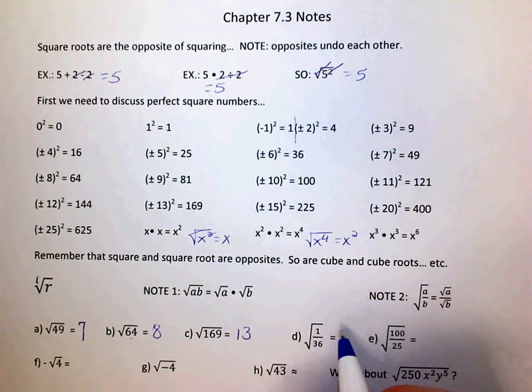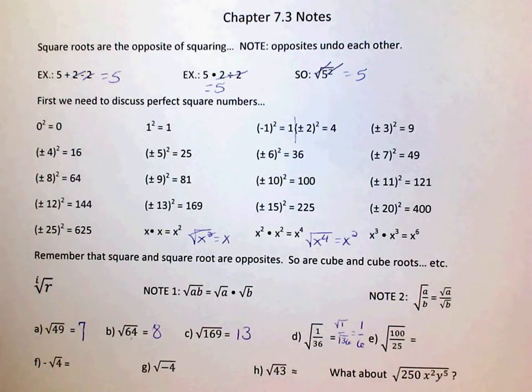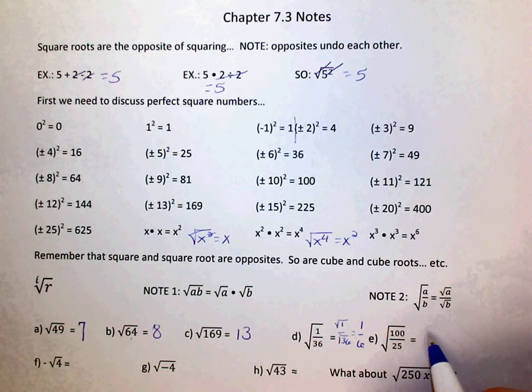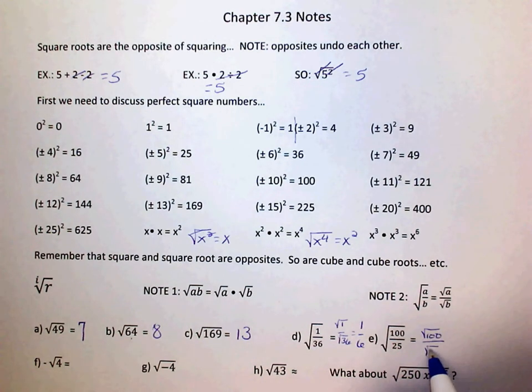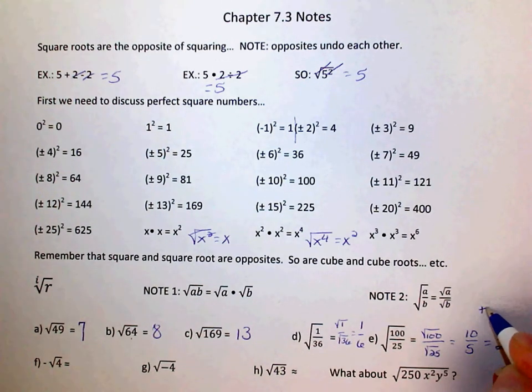Ooh, we have to split this one into the square root of 1 over the square root of 36. So that would give us 1 over 6. Now, we could do the same thing here. We could take the square root of 100 over the square root of 25, which gives us 10 over 5, which gives us 2.